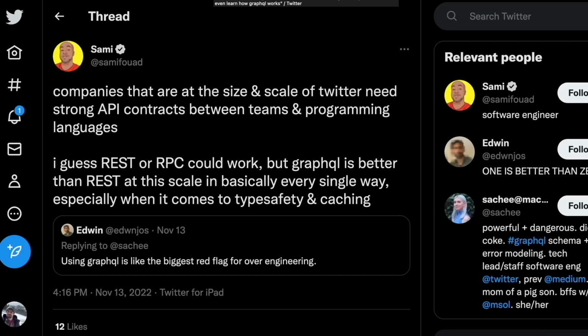Maybe. And then just to talk about GraphQL a little bit more, we have another person, Sammy, kind of chiming in, bringing up that companies at the size and scale of Twitter need strong API contracts between teams and programming languages. I would agree. GraphQL works really well. It's really good for federating from a bunch of different services and essentially just going, okay, I want to get this information. The client's telling me it needs this information. Now I will go off and figure out how to get that information and make multiple different requests.